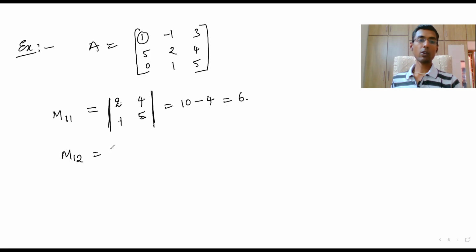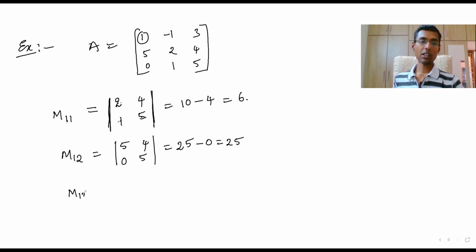M12. What is M12 here? First row, second column. You remove the first row and second column, leaving 5, 4, 0, so that is 5 into 5, 25 minus 0. It's 25. Similarly, M13: first row, third column. So 5, 2, 0, 1. This is 5.